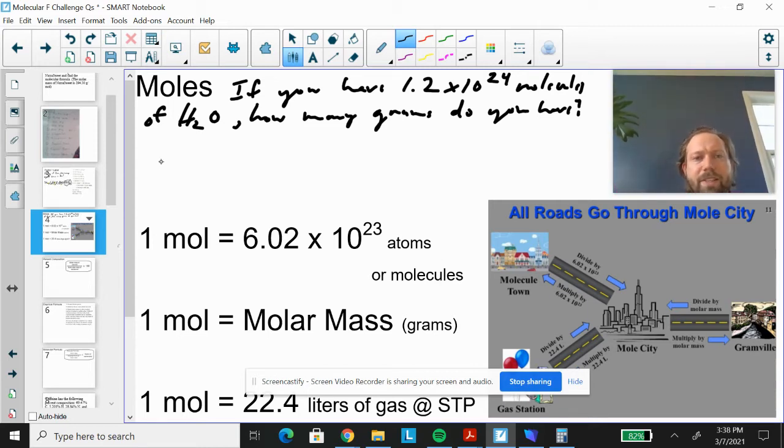So we're going to set this up as we always do. Put what's given to you on the left, and this is molecules of H2O.